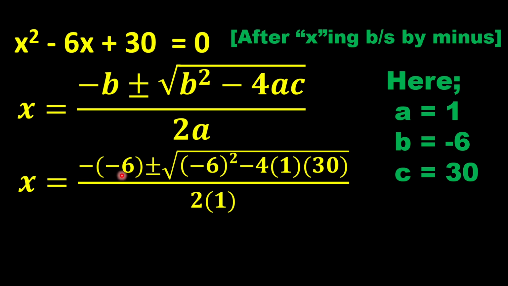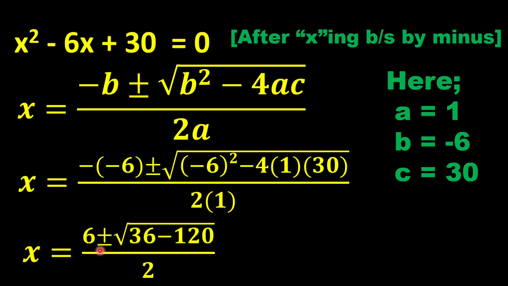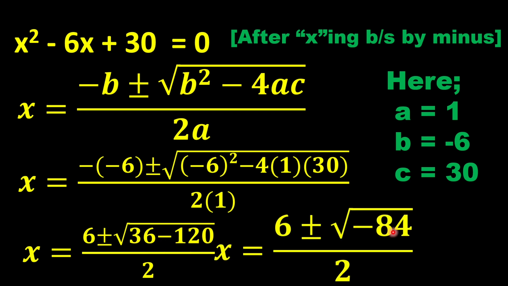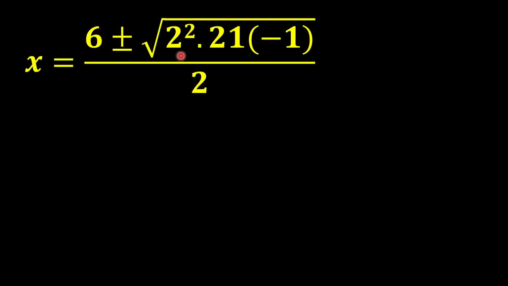So this minus minus will become plus, so this will become plus 6, plus minus, this will become 36, and 4 times 1 times 30 equal to 120. So 36 minus 120 equal to minus 84, divided by 2. And now this 84 we can write as 2 square into 21 into minus 1. So this whole value is equal to minus 84. And we have written this minus 84 in the form of this value because we want to send this out of the square root.